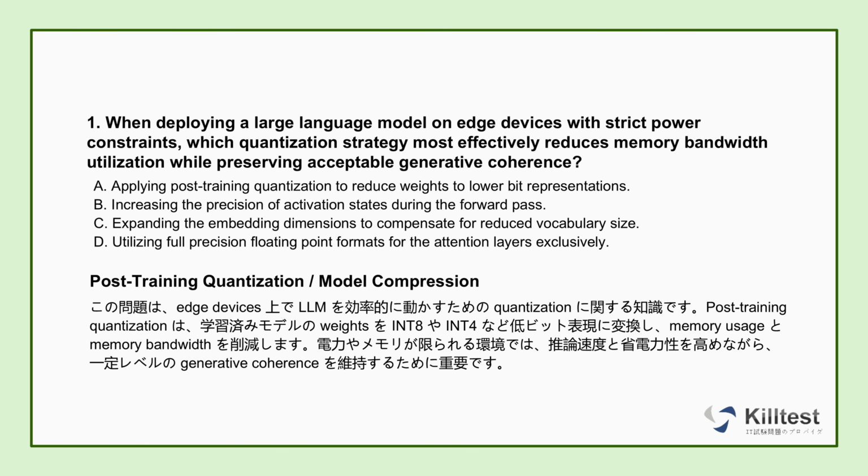Question 1. When deploying a large language model on edge devices with strict power constraints, which quantization strategy most effectively reduces memory bandwidth utilization while preserving acceptable generative coherence? The correct answer is A. So here we're talking about post-training quantization. Basically, a model's weights, its learned knowledge, are usually stored in a format like FP16. Right, the highly detailed 16-bit floating point decimal stuff. Exactly. Quantization chops that down to a much simpler 8-bit integer, or INT8.